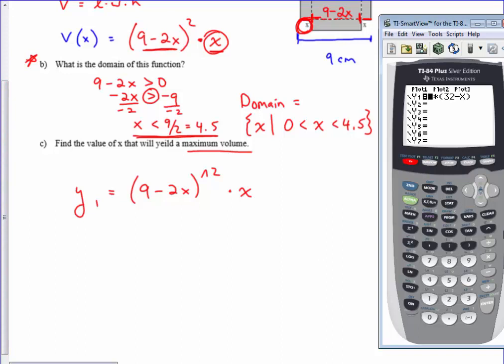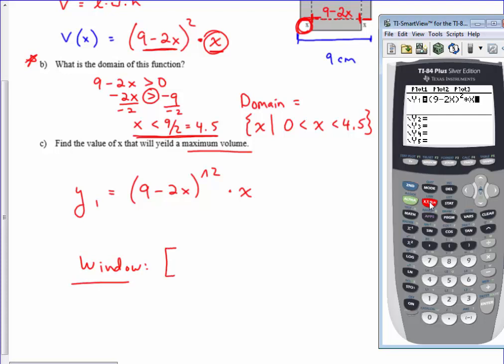So go to y equals, clear out anything that you might already have in there. And then we have parentheses, 9 minus 2x, close parentheses, raised to the second. I have to right arrow, and then multiply by x. For this one, we figured out the domain, but to set a window, I would need to also think about range.